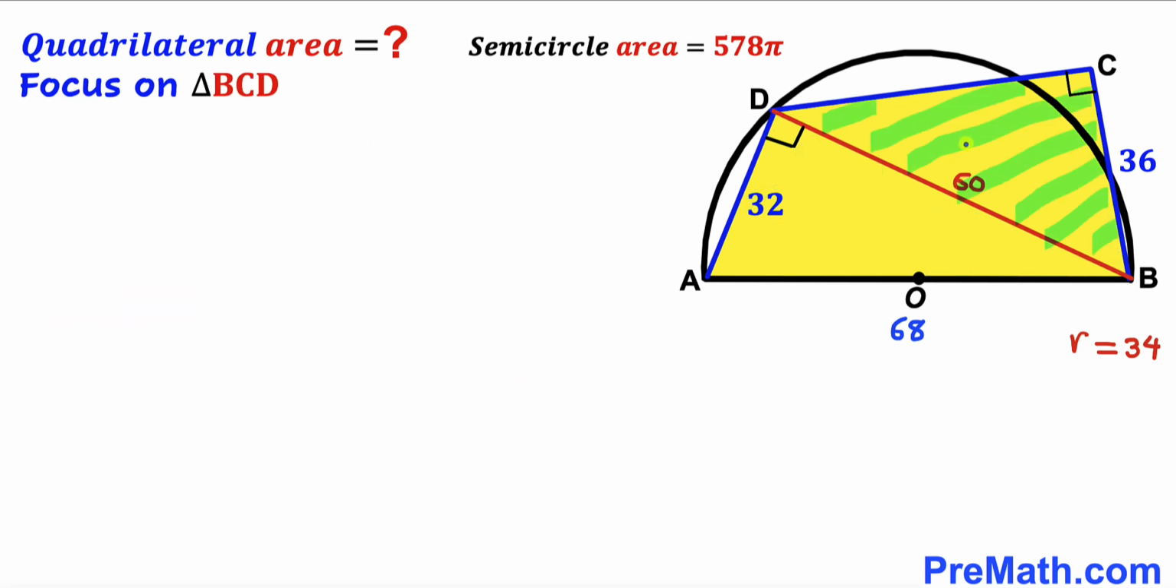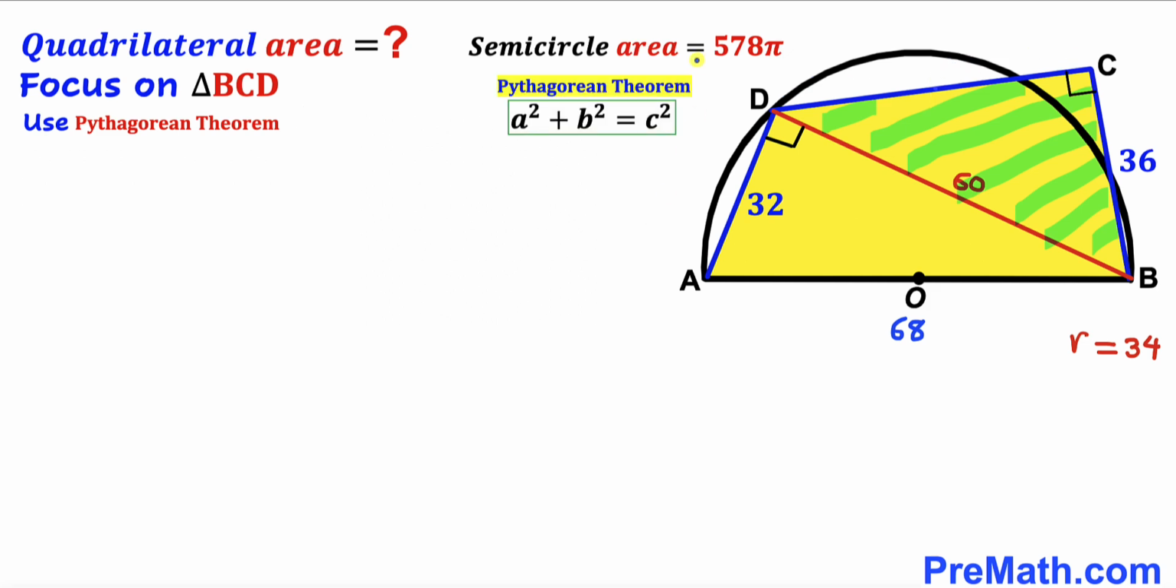Now let's focus on this other right triangle BCD. We are going to apply the Pythagorean theorem once again to calculate this unknown side length CD. Here's our Pythagorean theorem once again. I'm going to label this side length CD as the lowercase a, whereas this hypotenuse BD is 60 and our other leg is 36. So let's go ahead and fill in the blanks in this Pythagorean formula.